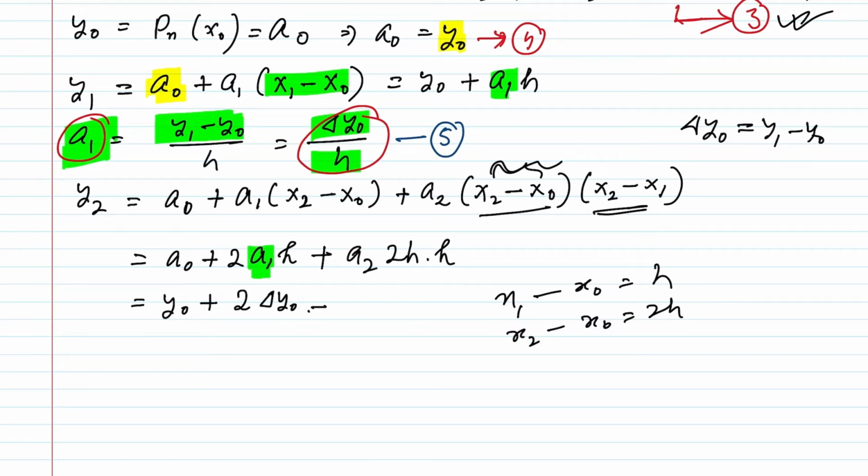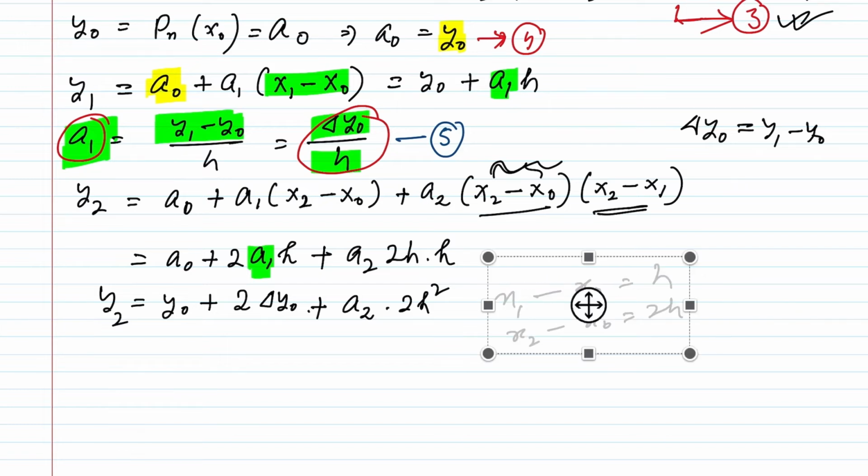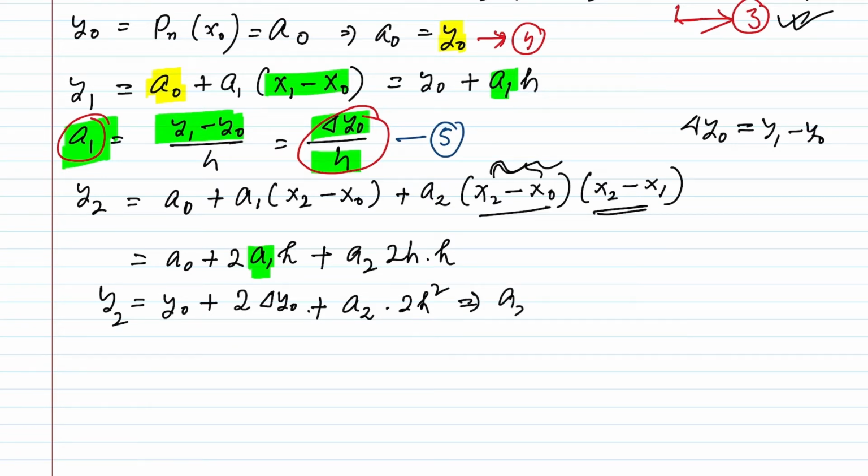Then here again plus, we will get a2 into 2h square. This is nothing but y2, and from here we can calculate a2. So let's obtain a2 from here. So what will be a2? From this implies a2 is equal to y2 minus y naught minus twice del y naught by twice h square.